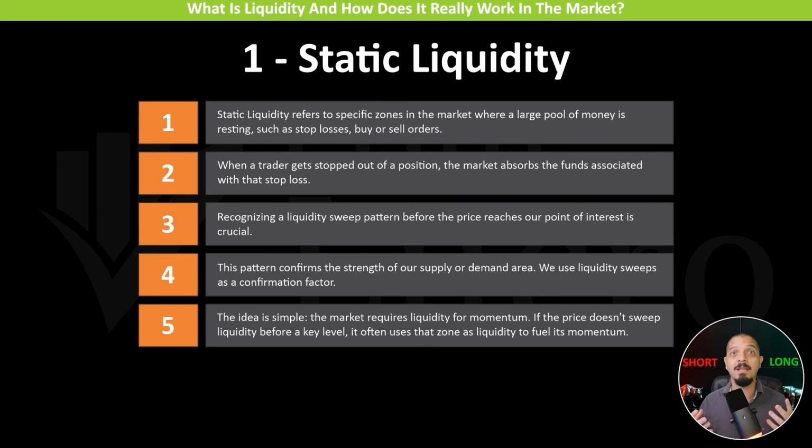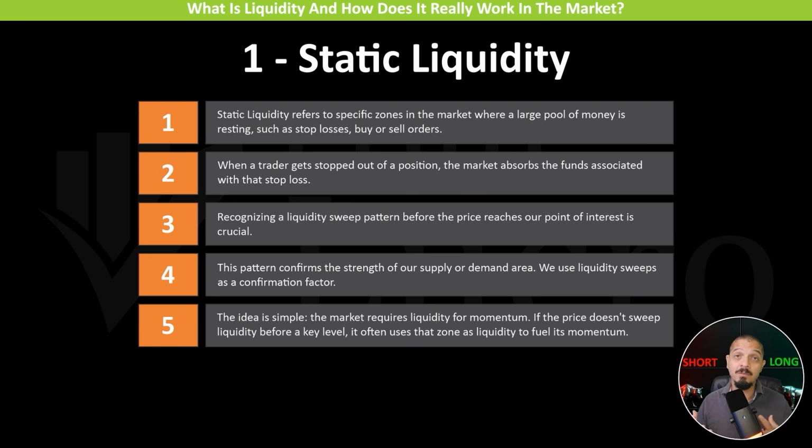Shifting our focus, let's examine the details of static liquidity. Static liquidity refers to specific zones in the market where a large pool of money is resting, such as stop losses or buy and sell orders. When a trader gets stopped out of a position, the market absorbs the funds associated with that stop loss. Recognizing a liquidity sweep pattern before the price reaches our point of interest is crucial. This pattern confirms the strength of our supply or demand area. We use liquidity sweeps as a confirmation factor.